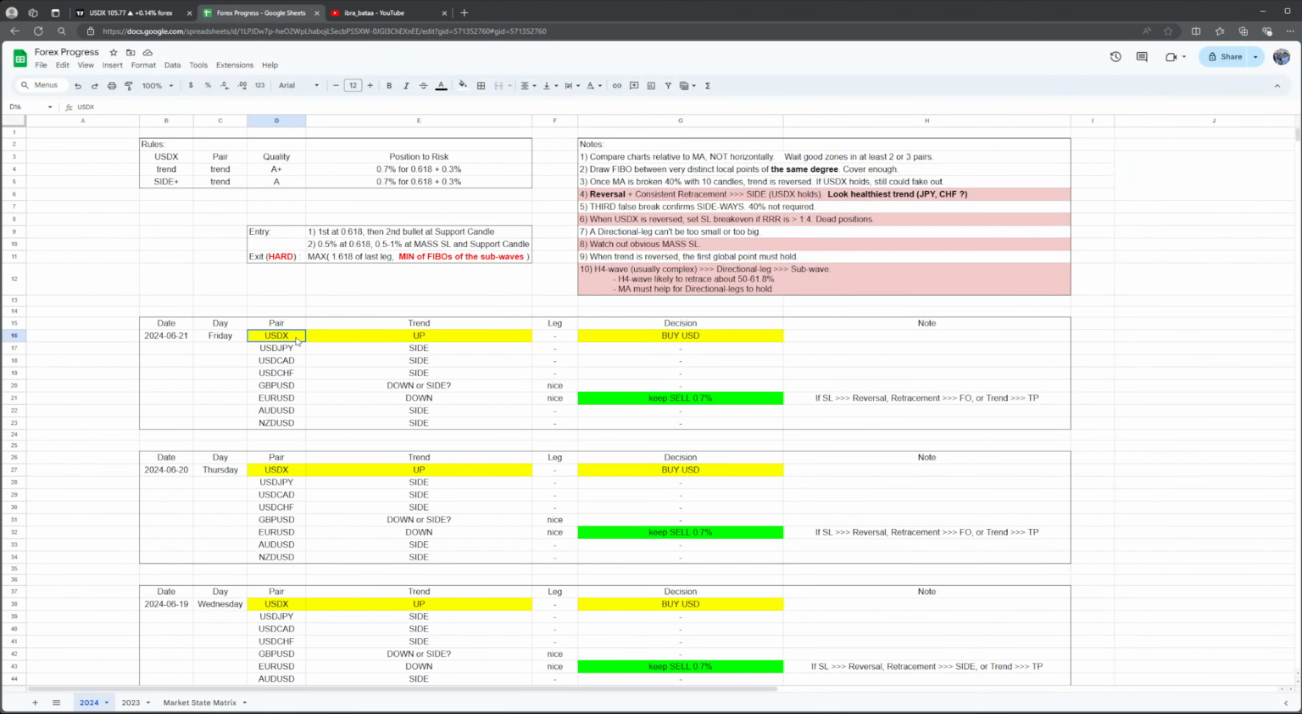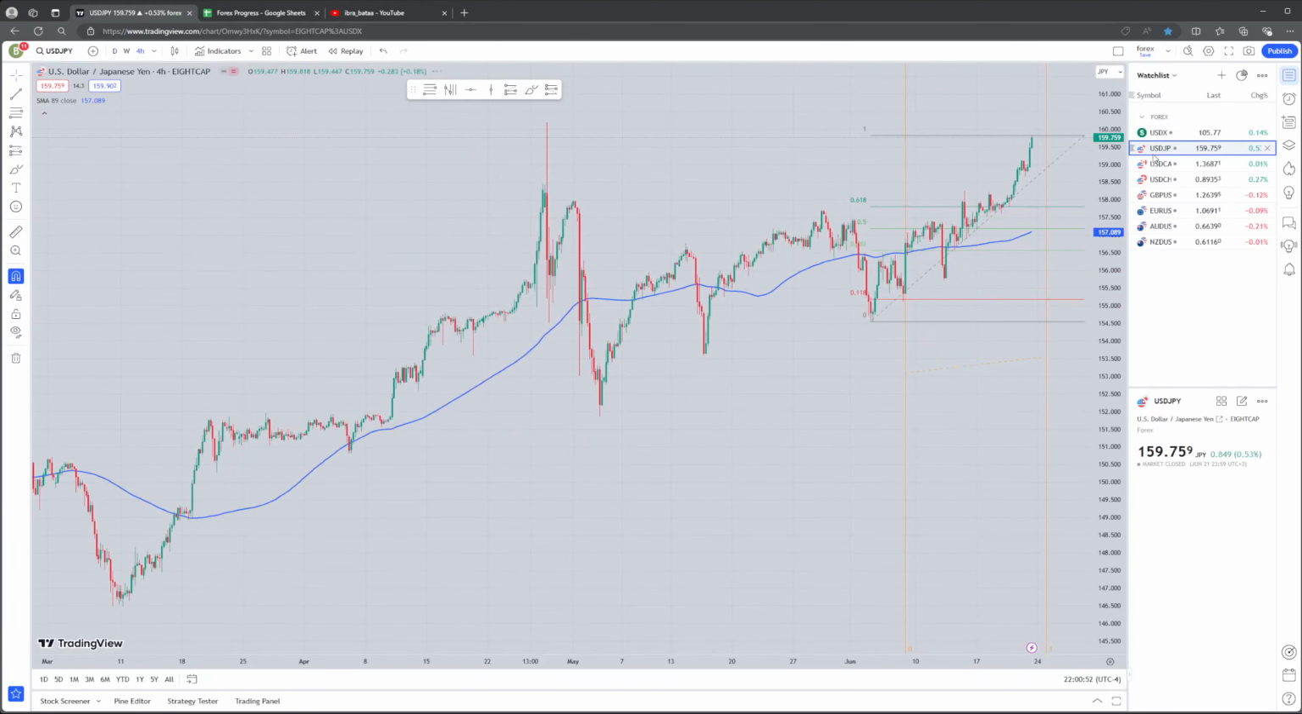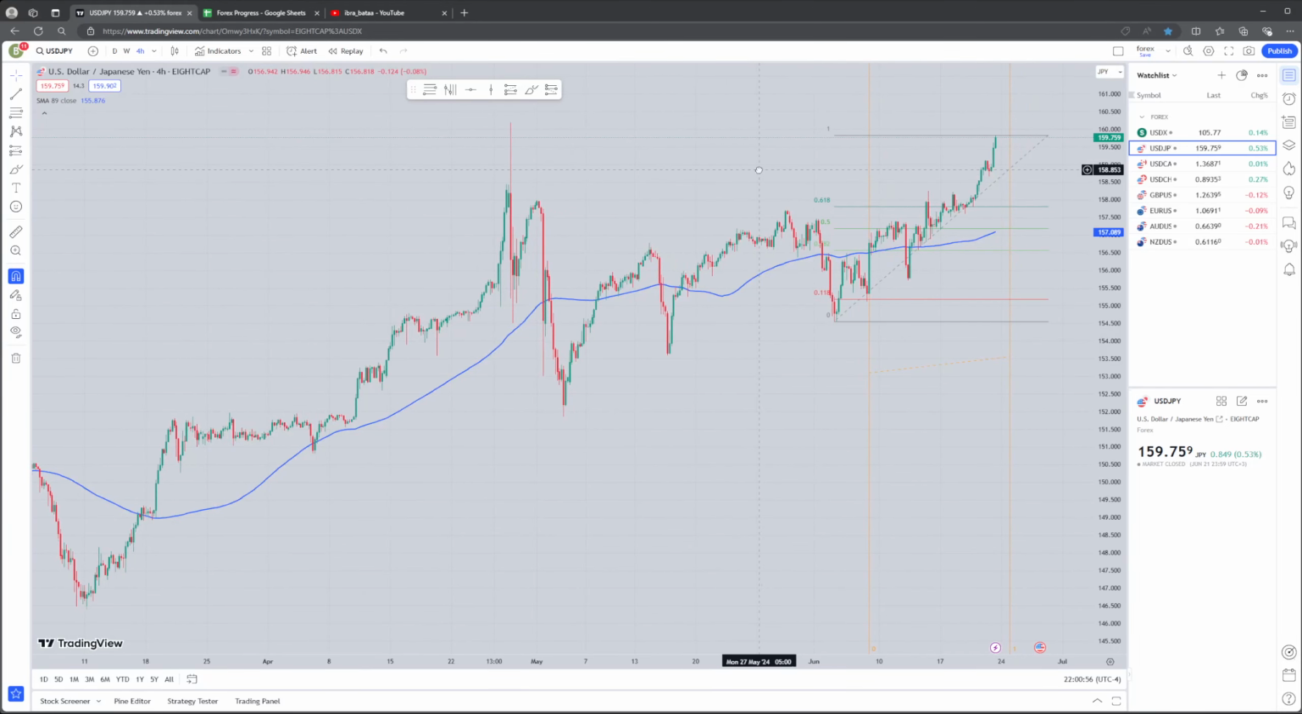So let's write it down. USD index trend is up, and our decision is to look for opportunities to buy USD. Okay, next pair. Now let's go through each individual pair and choose the best pairs to trade.